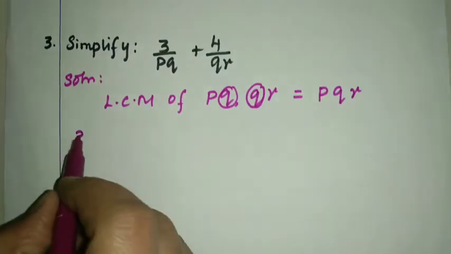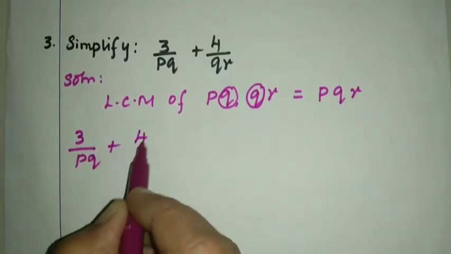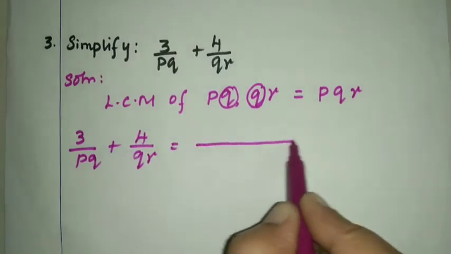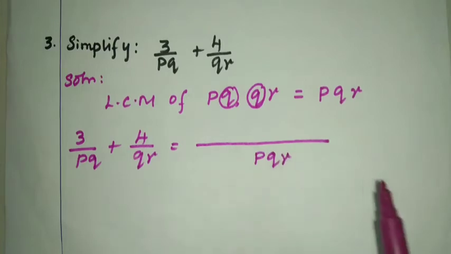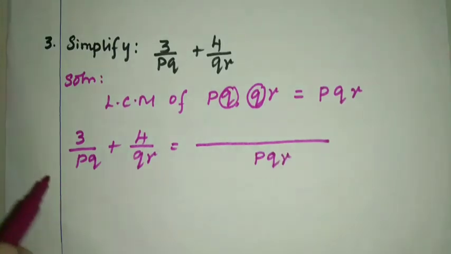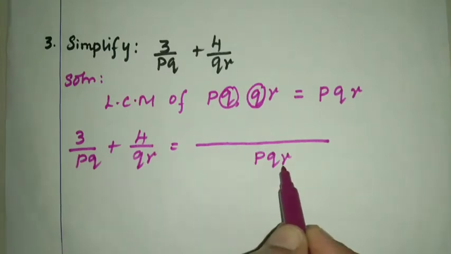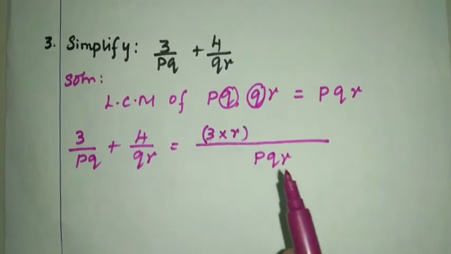Next you have to write the question 3 by pq plus 4 by qr, which is equal to, here the denominator is the LCM, pqr. Next, in the first fraction the denominator is pq. Already we have pq. Then what is the remaining value? r. So the numerator is multiplied with r.